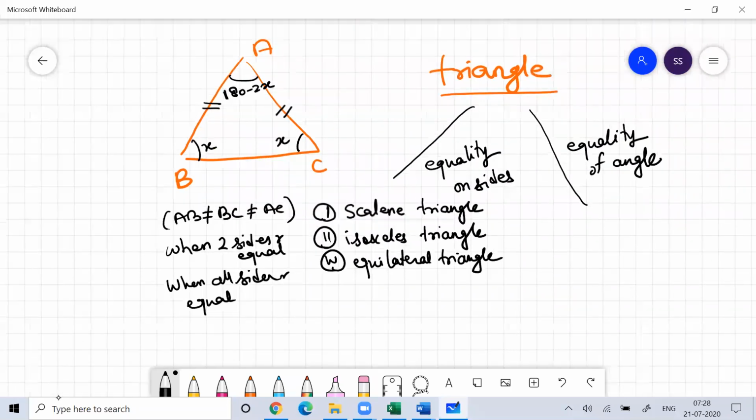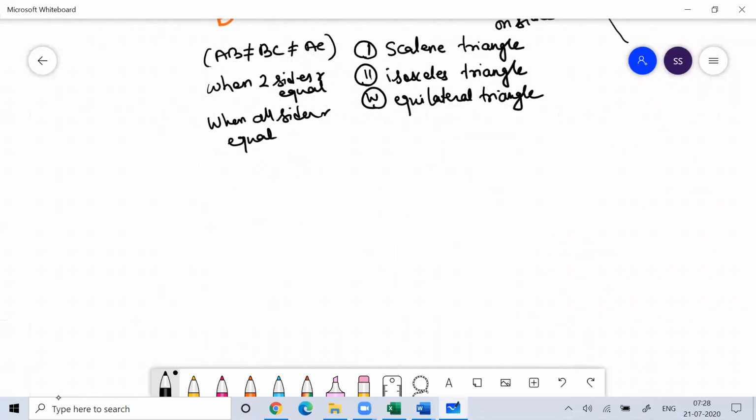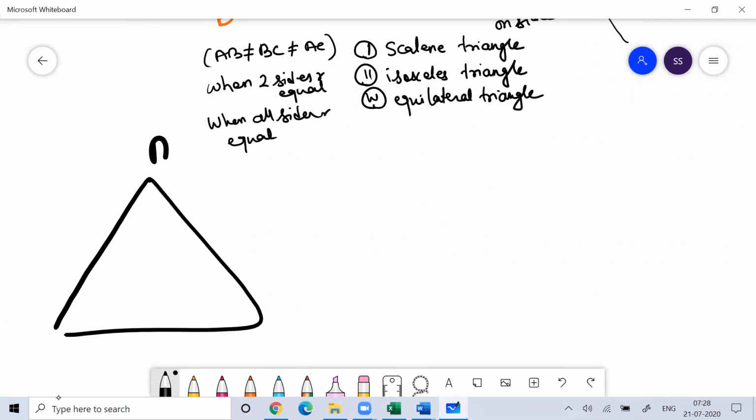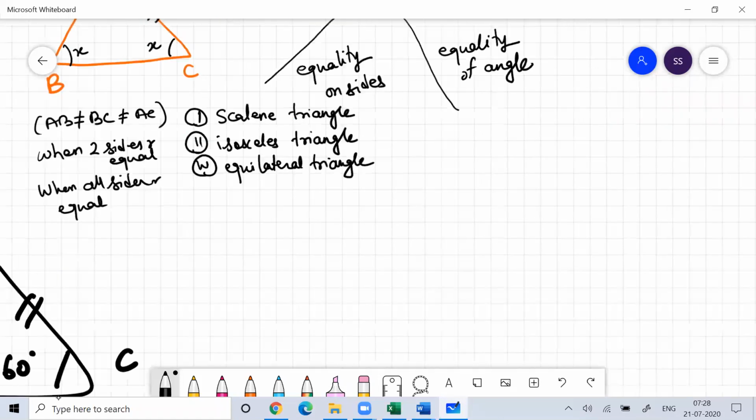When I talk about a triangle on the basis of equality of sides, a triangle can be a scalene triangle, an isosceles triangle, or an equilateral triangle. For an equilateral triangle, all three sides are equal, and all interior angles will be 60 degrees. So this we know about the equilateral triangle.